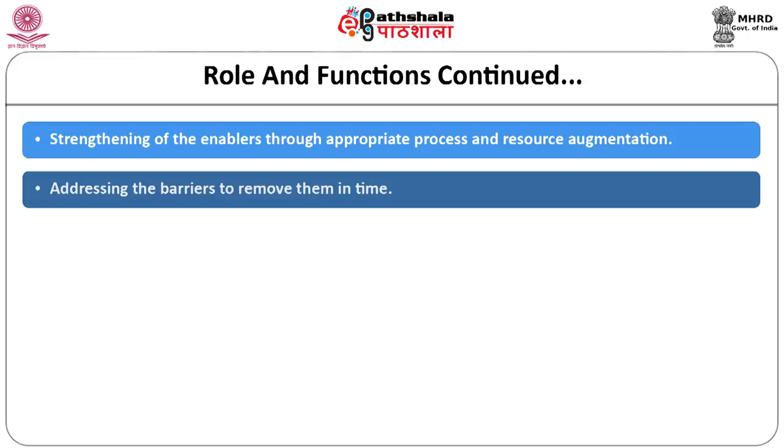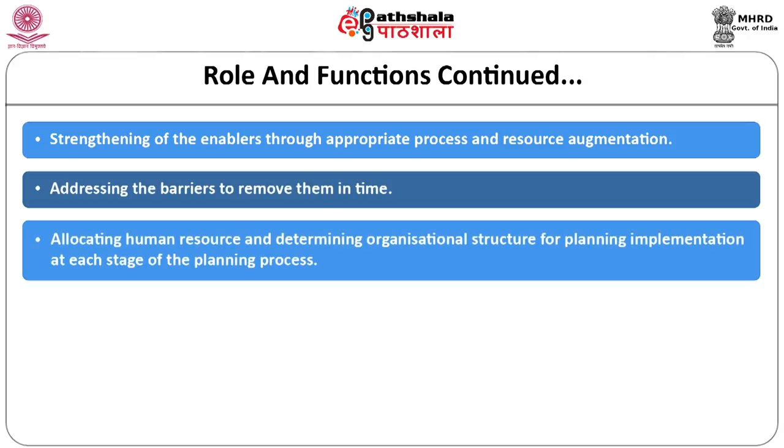Allocating human resources and determining the organizational structure for plan implementation has been considered a very important aspect of the planning process, and a process where we can remove the obstructions and utilize all those organizations or structures and the human resources as an enabler so that we may be able to get the results, or get the objectives fulfilled.